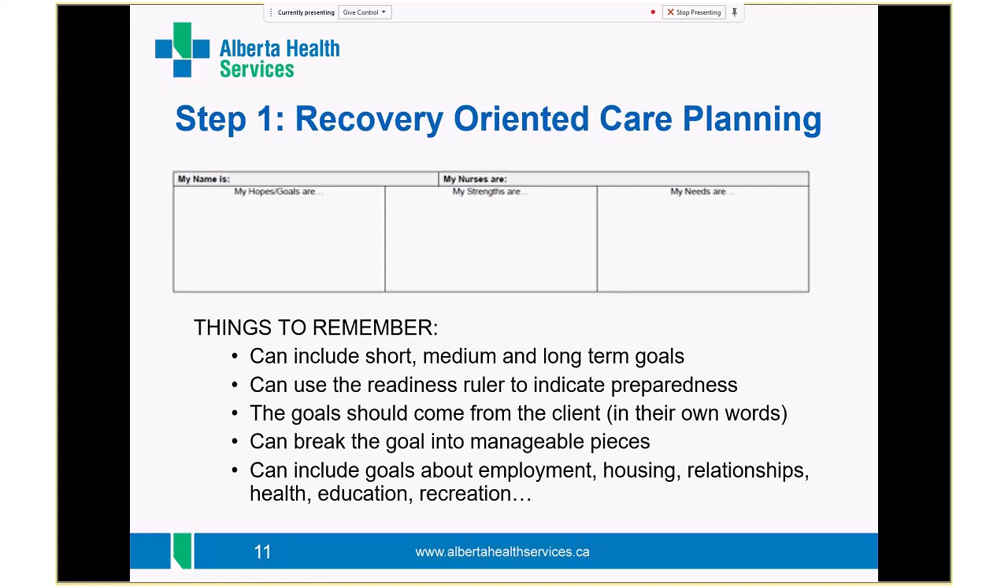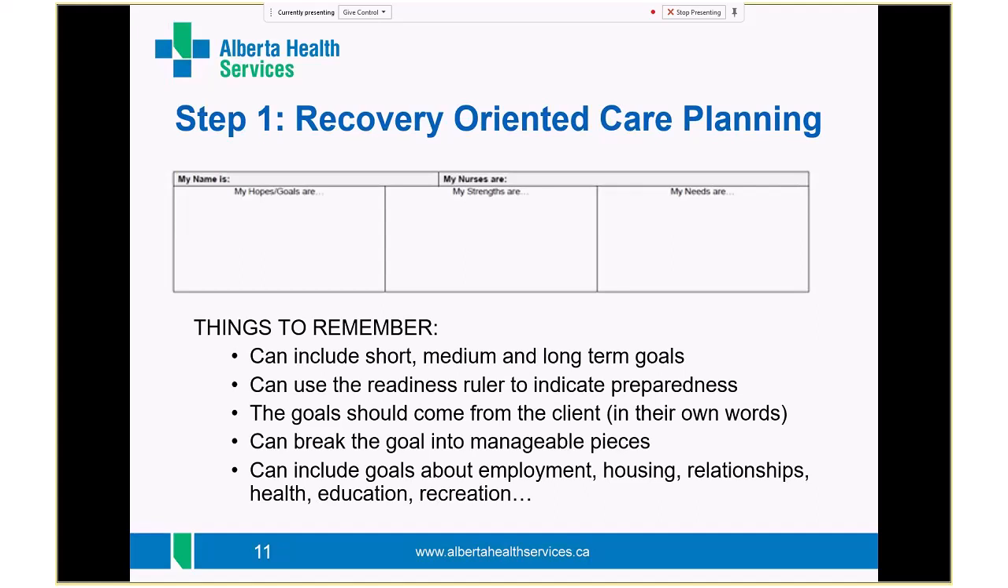Things to remember as you're filling this out: you can include short, medium or long-term goals. You can use the readiness ruler that is on the tool to indicate how prepared you are to make those changes. The goal should come from you, so you should be writing it in your own words. And then you can break that goal into manageable pieces. The goal that is written, if you are working with a client, should come from the client's own words and in their own handwriting if possible. And the goals can be inclusive of anything that affects their life.